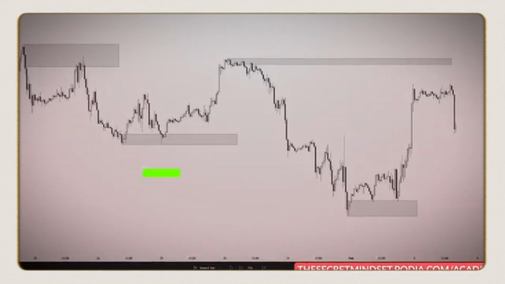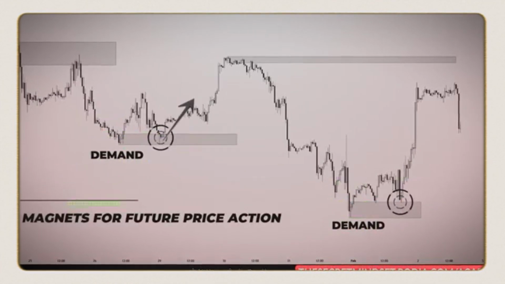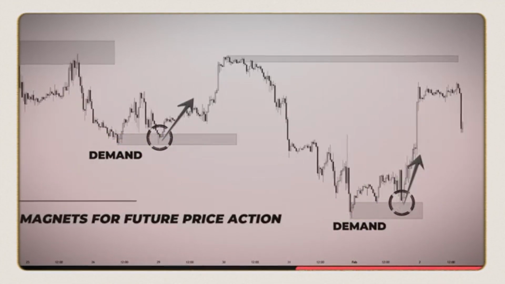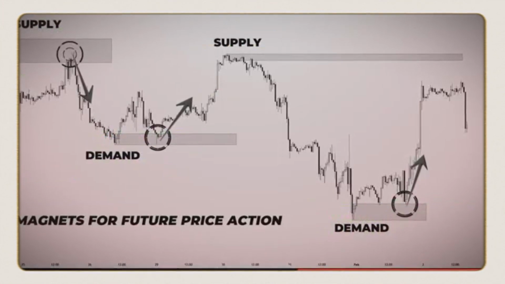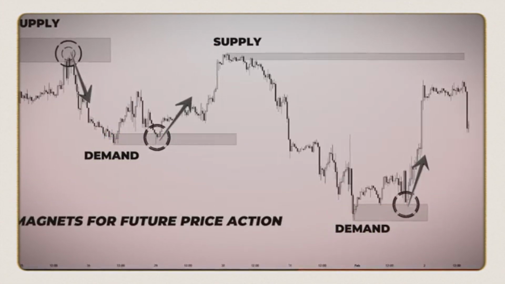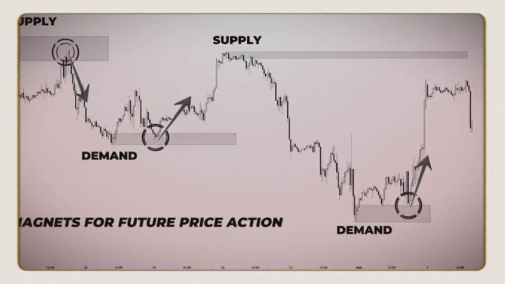These zones act as magnets for future price action. When the price revisits a demand zone, it's likely to bounce up and continue its upward trend. When it revisits a supply zone, the price is likely to get rejected and continue its downward trend. Be on the lookout for opportunities when the price approaches these zones.